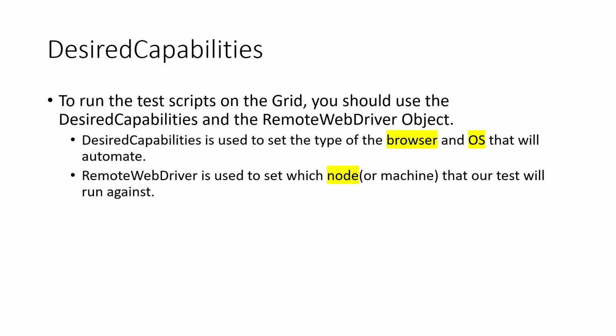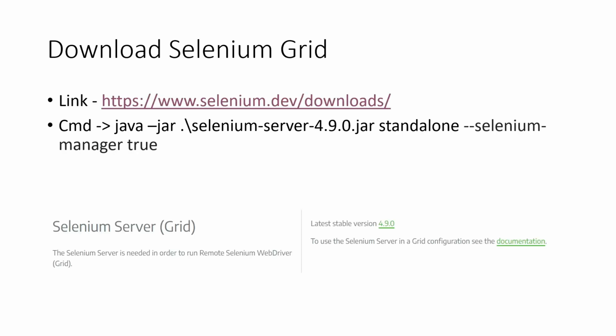Desired capability. To run a test script on the grid, you should use the desired capability and remote WebDriver object. Desired capability is used to set the type of browser and OS that will be automated. Remote WebDriver is used to set which node our test will run against.